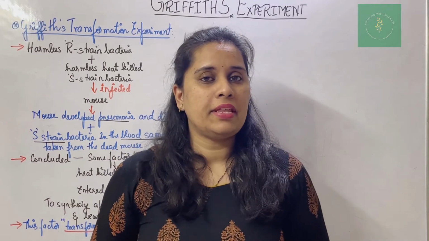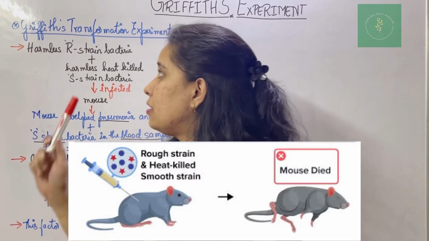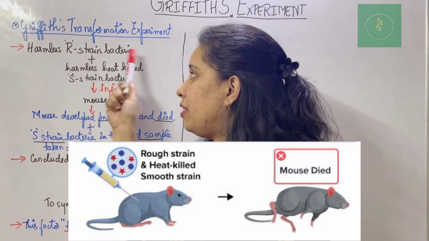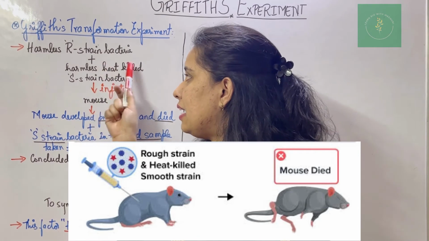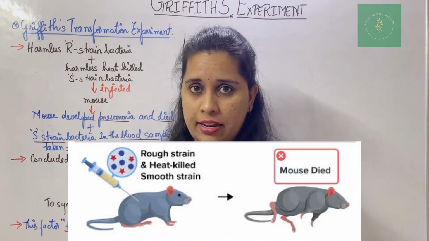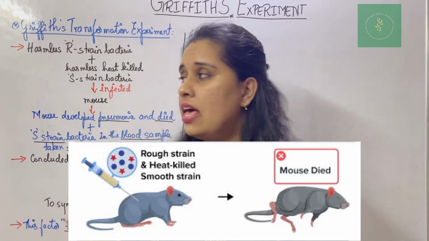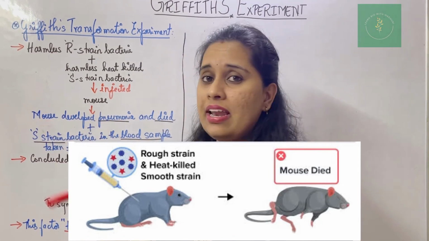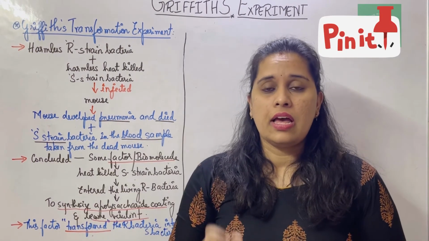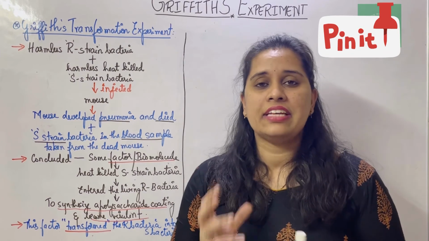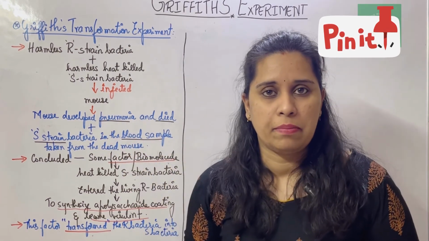Coming to the last step in Griffith's experiment, as you can see on the screen, when the harmless R strain bacteria were mixed with harmless heat-killed S strain bacteria and injected into the mice, the mice developed pneumonia and died. But how? Griffith observed that the S strain bacteria was present in the blood sample taken from the dead mouse.